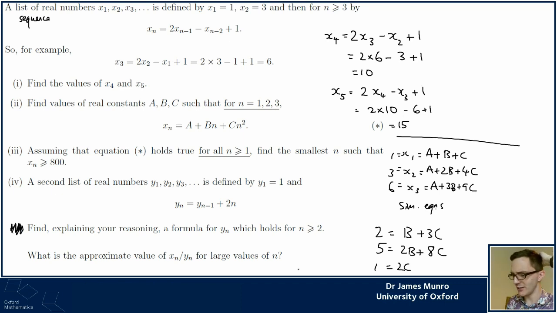Solve that. I get C is 1/2. I've got B is 2 minus 3 over 2, which is 1/2, and A is 0, I think, back from that first equation. Of course, simultaneous equations, eh?